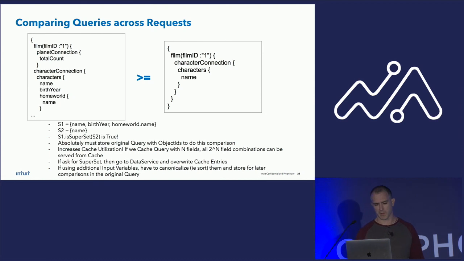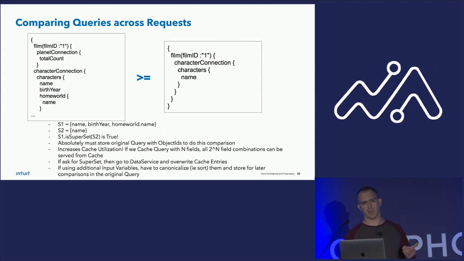Another sticking point: if you're asking for additional input variables, you have to do the same thing that you did with fields. You have to sort them, canonicalize them, store them alongside the original query, and then do this additional sub-comparison across the input variables. Because again, you can only return stored data if it's safe to do so. It's basically function comparisons. If I asked for some permutation of the input, and you ask for another one, and we sort them and they're not the same thing, then it's not safe to return data from those two.